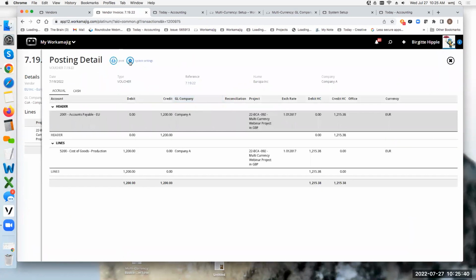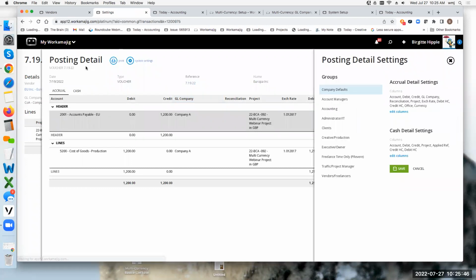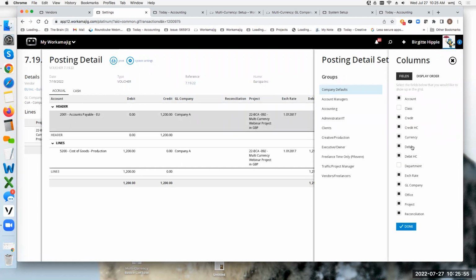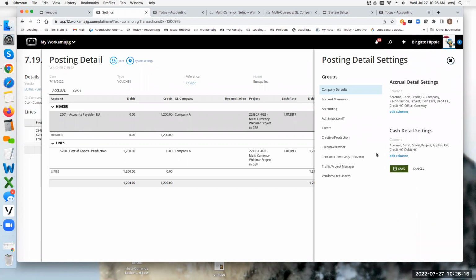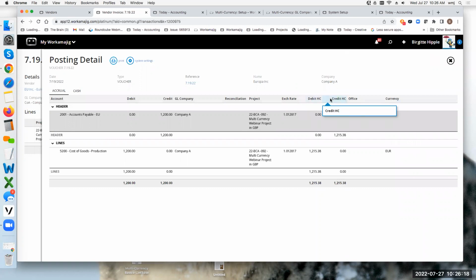Now, if you decide to turn on multi-currency, one of the big things I always stress is go into your system settings for both the posting detail and the general ledger and edit the columns to bring in those additional fields called debit home currency, credit home currency, because debit and credit is the transaction currency. Debit home currency and credit home currency is your home currency values. Okay, and you can even bring in what the exchange rate was and be able to see that within the system. Okay, so this is your home currency, this is the transaction currency.